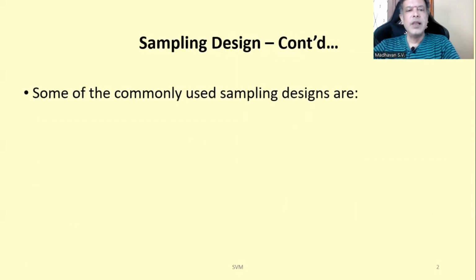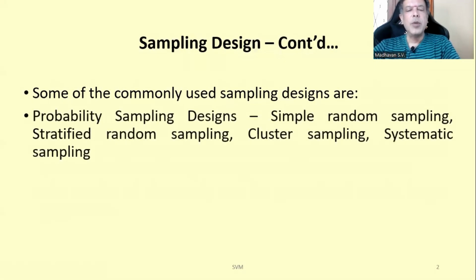Some of the sampling designs we commonly use can basically be classified into two categories: probability sampling methods and non-probability sampling methods. Under probability sampling designs, we have simple random sampling, stratified random sampling, cluster sampling, and systematic sampling.